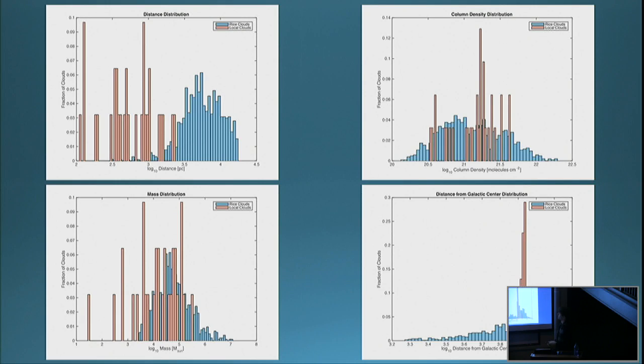I also plotted a few distributions between the two catalogs. Of course, with a distance distribution, most of the clouds in the local catalog should be closer than the clouds in the Rice et al. catalog, which is what we see. For mass, they correspond quite nicely for the most part, the exception being these clouds over here, because in the local catalog we're able to resolve much smaller clouds that were not able to be resolved in the Rice catalog. Column density matches up nicely between the two catalogs, and of course, distance from the galactic center. In the local catalog, you see that they're very much concentrated around the sun, which is what we'd expect.